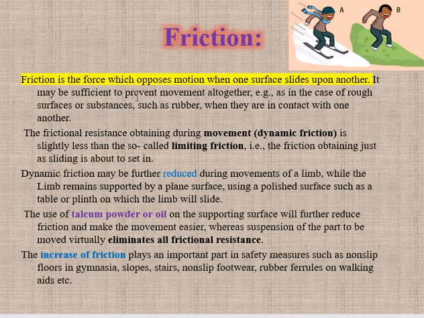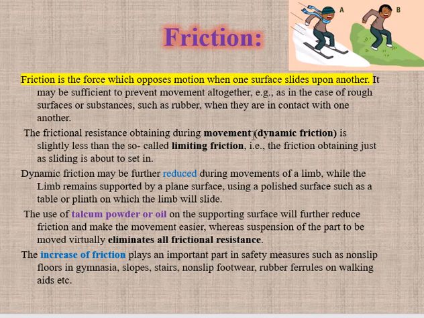Friction. What is friction? Friction is the force which opposes motion when one surface slides upon another. It may be sufficient to prevent movement altogether, as in the case of rough surfaces or substances such as rubber when they are in contact with one another. The frictional resistance obtaining during dynamic friction is slightly less than the so-called limiting friction, that is, the friction obtaining just as sliding is about to set in.